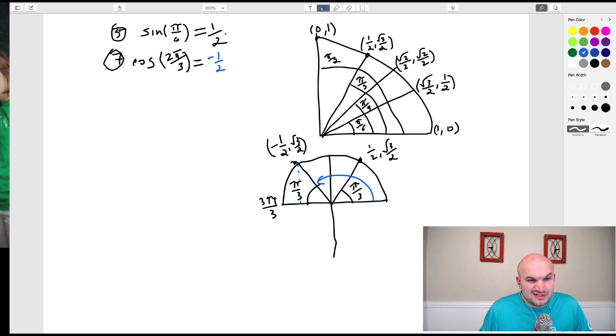And the last one here, and then I'll take a break and look at some questions, see if I can help you guys out, is going to be question number 9. Number 9 is tangent of negative pi over 4.